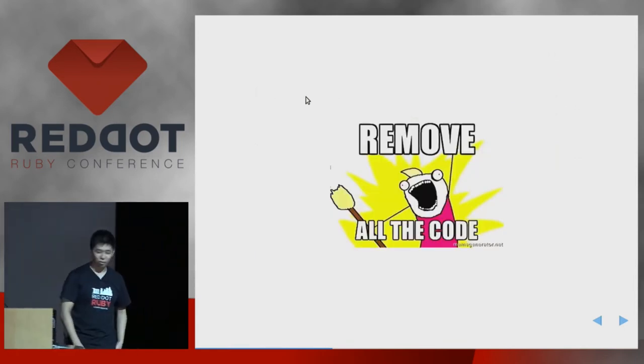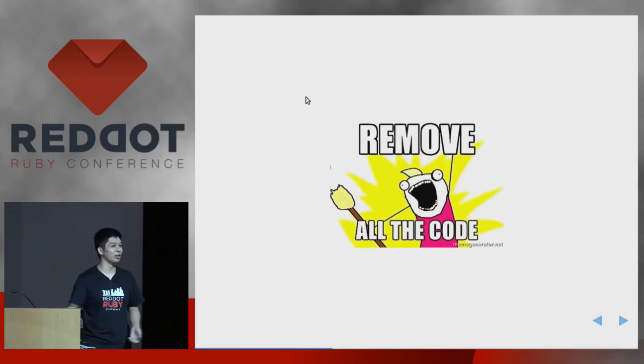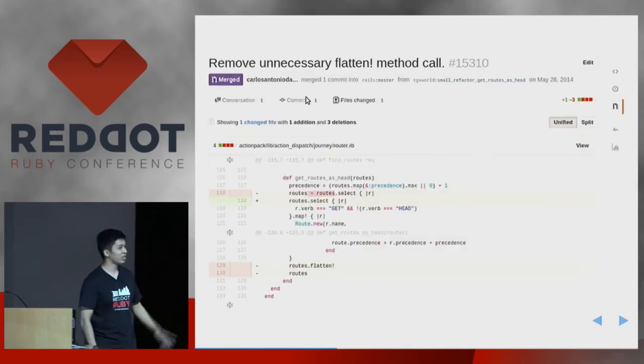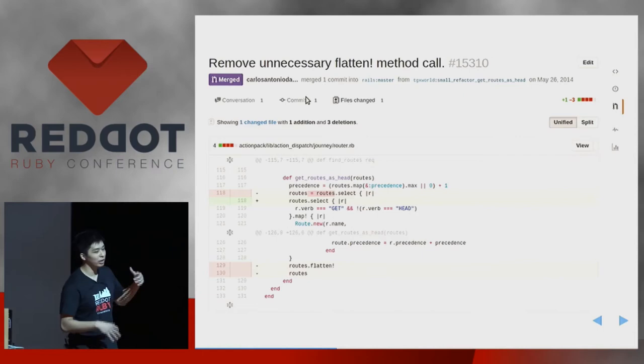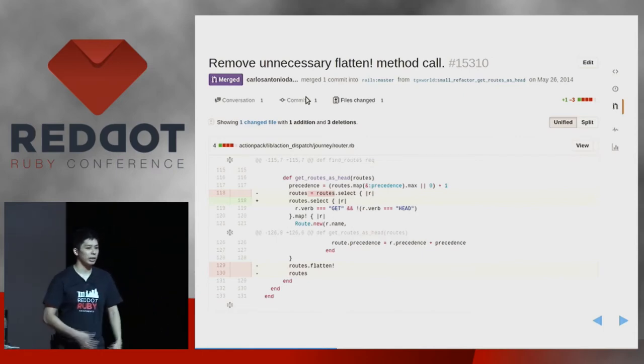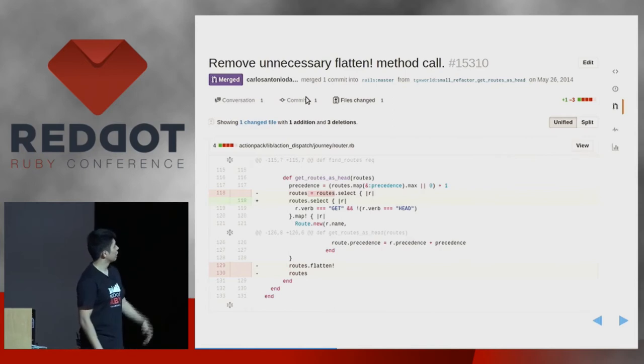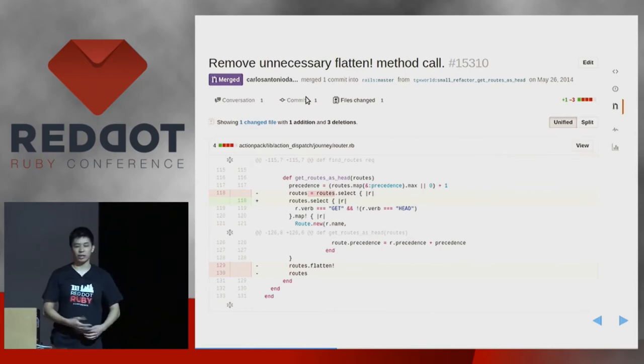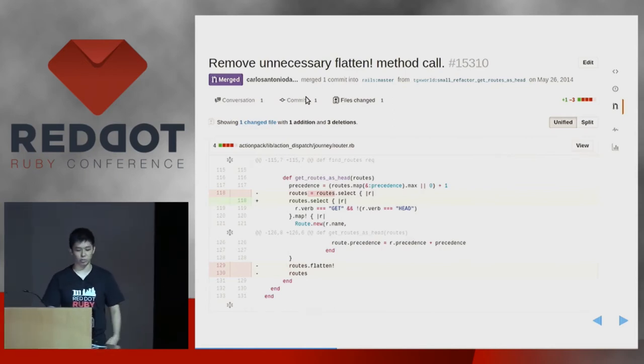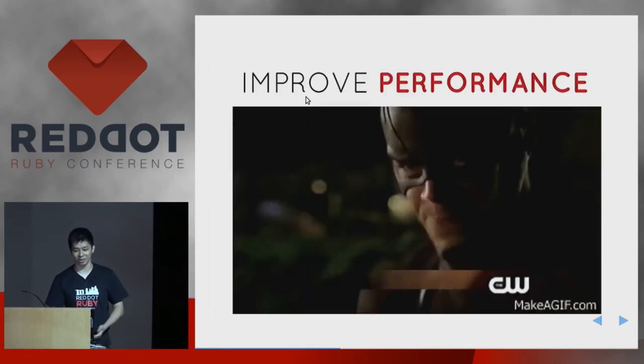The next one is remove all the code. That's the simplest thing you can do for Rails. This is just an example: we were calling routes.select.map, but then in the map, we were just creating a new instance of a route object, and then we were calling flatten. That flatten was just unnecessary, so you just remove it, and then you get one commit into Rails, so one internet point.